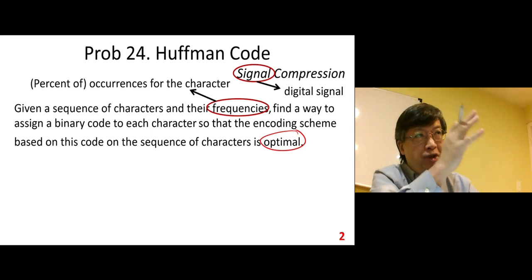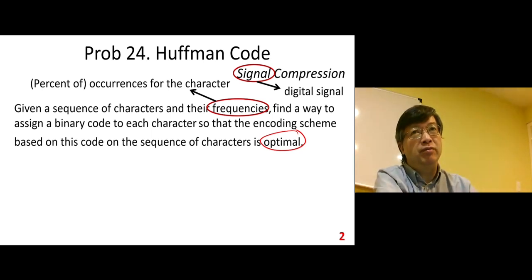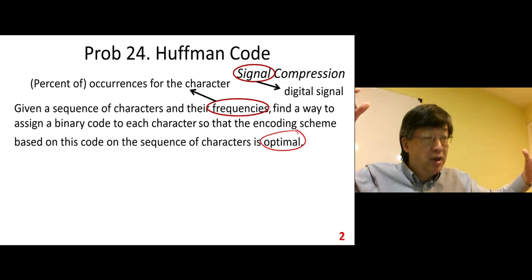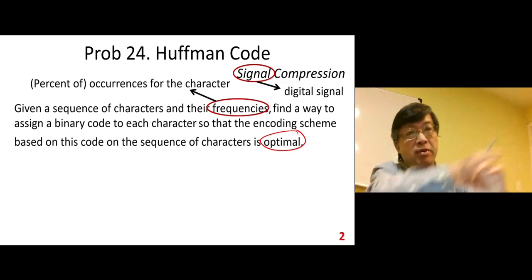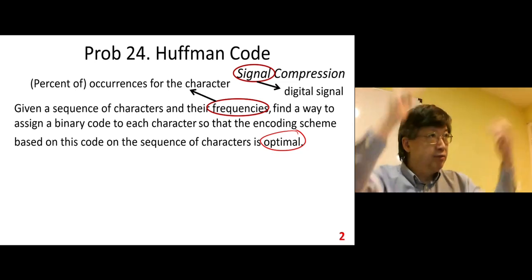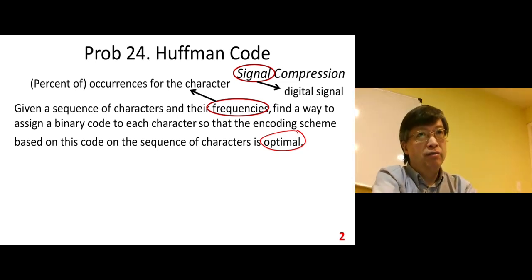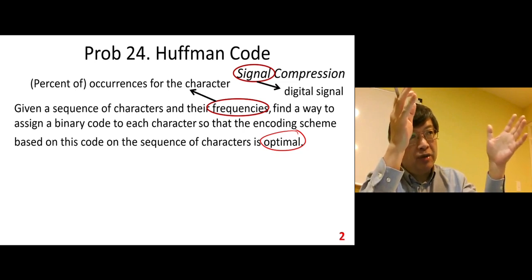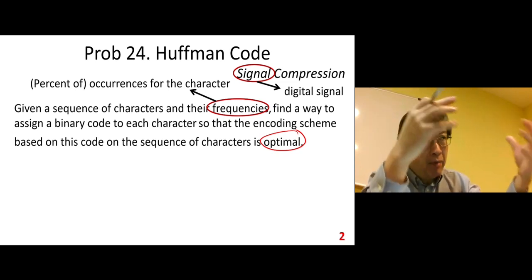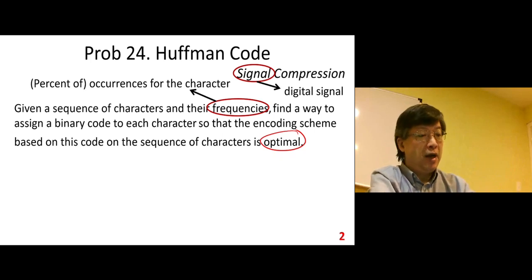What do you mean optimal? The number of bits is the smallest. That's optimal, because we want to use as small a number of bits as possible. The more bits you send, the longer it takes, and you have more data to send. For the same amount of information, we want to use the minimum number of bits to send. That is the goal. How to do it? That is the problem.